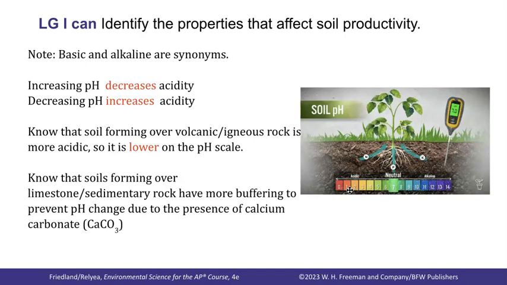A couple of little things about the pH scale and soil. Soils that are formed over volcanic or igneous rock are more acidic, so they are lower on the pH scale. Soils that form over limestone and sedimentary rock have more buffering to prevent pH change due to the presence of calcium carbonate. So these are two little tidbits about soil pH that you need to know. All right, so that is it for section 4.2 and 4.3.